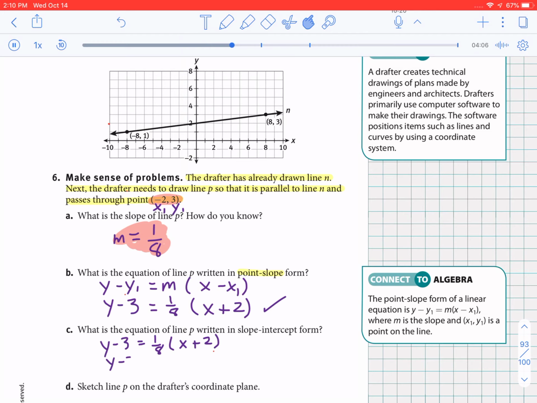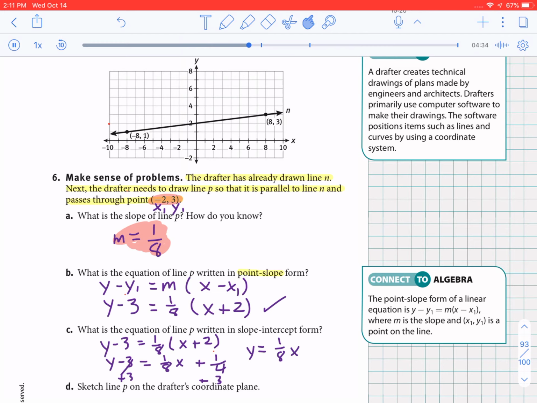So we get y minus 3 equals 1/8 x, and then 1/8 times 2 is 2/8, which also reduces to 1/4 as a fraction. And then my last step is to get y by itself, which is to add 3 to both sides. And there are a couple ways to write this, but we're going to get ultimately y equals 1/8 x.